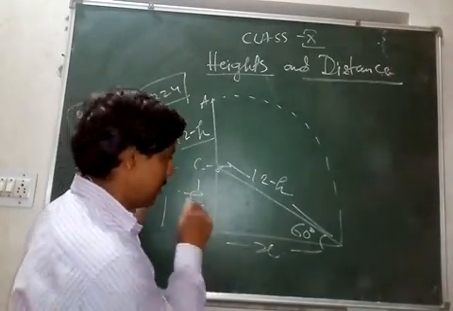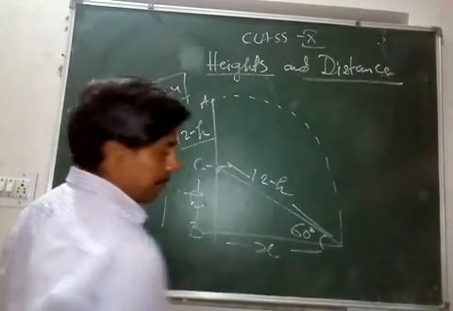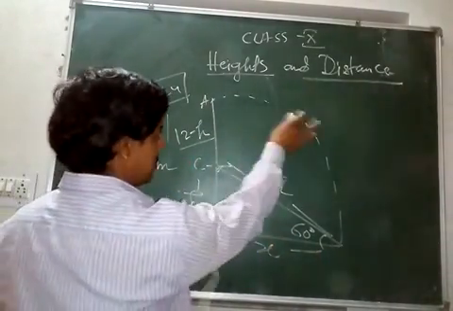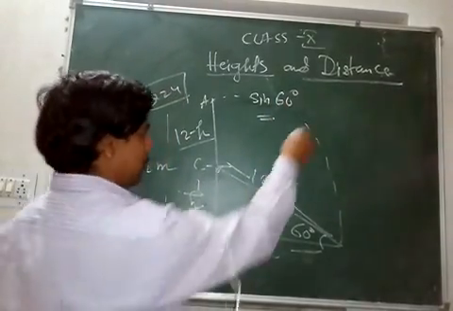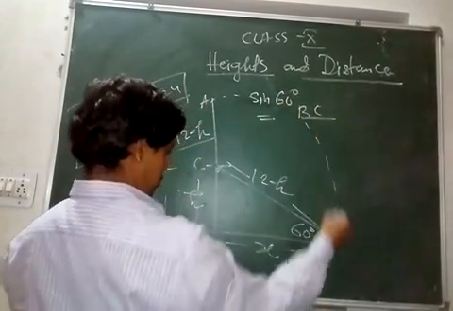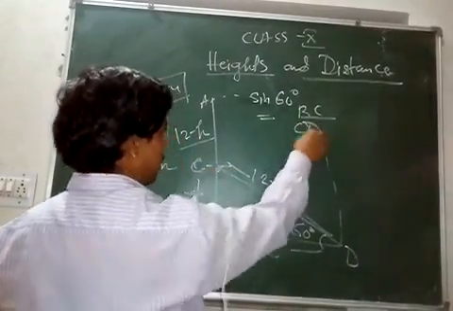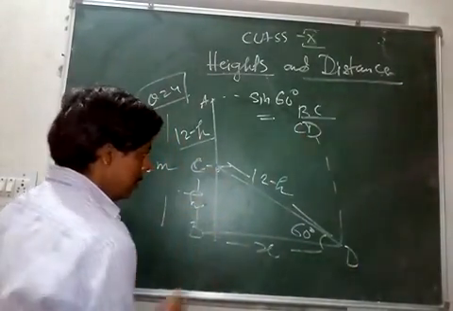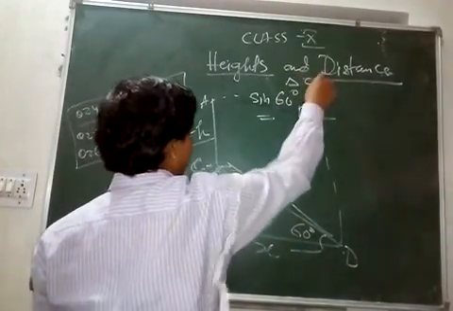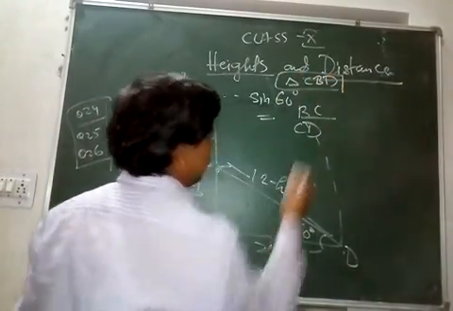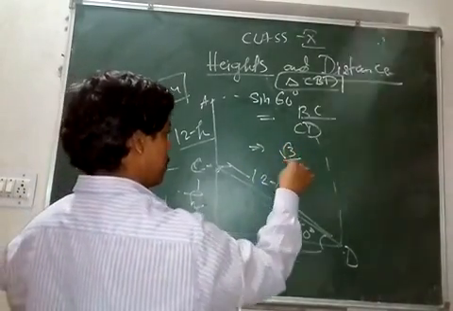So this could be sine, because sine 60, as you can see, is perpendicular upon hypotenuse. So sine of 60 we are using. Sine of 60 degree is equal to BC upon, this could be say D, CD. And you should also mention the triangle. Triangle is CBD. Okay, triangle CBD. This is the triangle we are using. Now sine 60, as you know, is root 3 by 2.